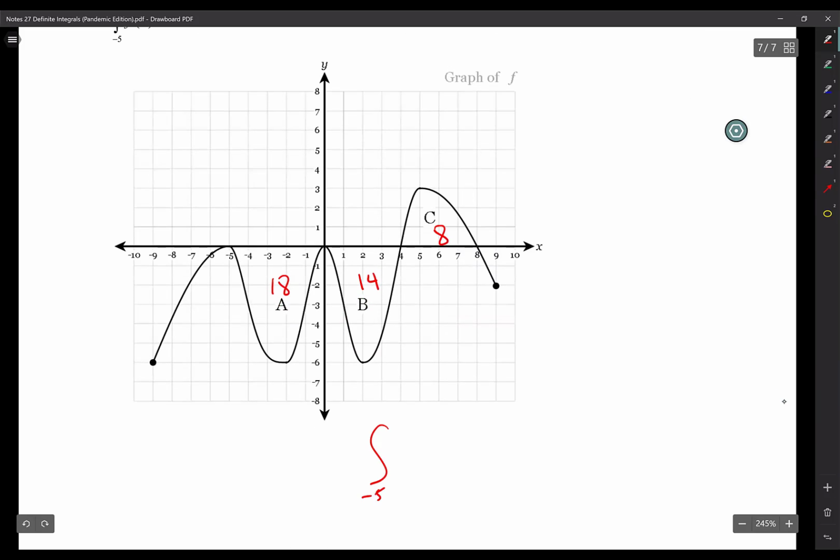All right, negative 5 to 8 of f of x dx. I notice negative 5 is right there, and I notice 8 is right there. So I'm going, let's see, negative 5 to 8, left to right. Perfect. That's how you should be reading a graph. If it's below the x-axis, it's negative. If it's above the x-axis, it's positive. So negative 18 plus a negative 14, or if you want to write minus, that's fine, plus 8. Negative 18, 28, 1 to 2, negative 32, plus 8, 32, 22, 24. Negative 24.